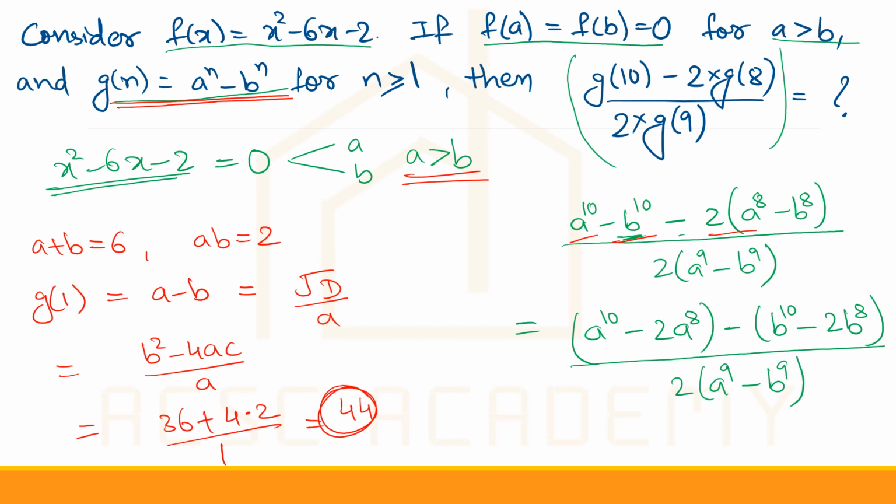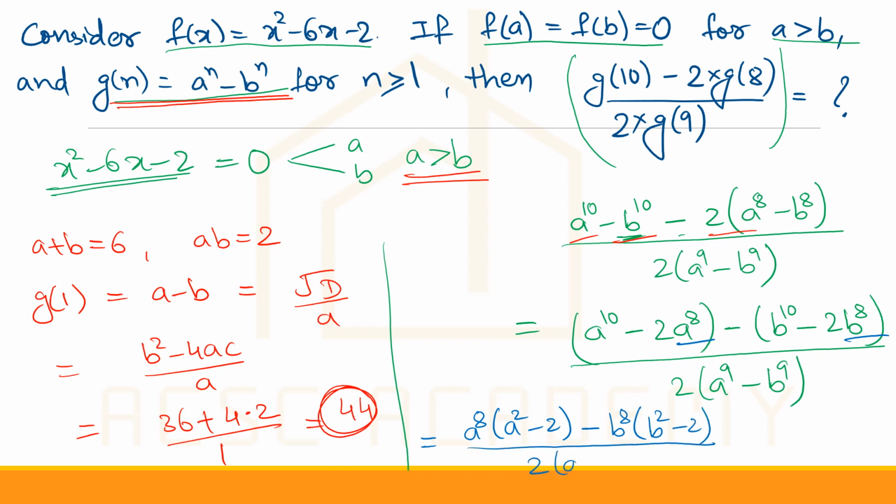Now what can be done next? We have decided that we will not take this up to 10 times and not find the actual values. Then even we don't see anything common over here. Then what should be done? Let us try taking out this a raised to 8 and b raised to 8 common from the numerator. That will give a raised to 8 (a squared minus 2) minus b raised to 8 (b squared minus 2) upon 2 a raised to 9 minus b raised to 9.